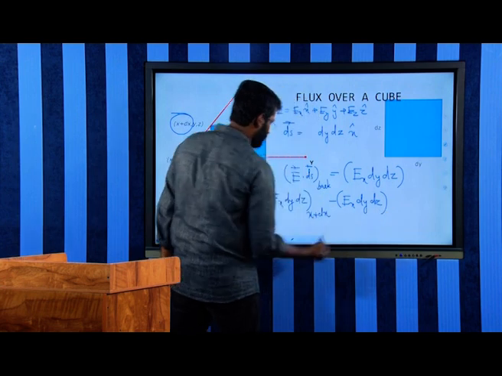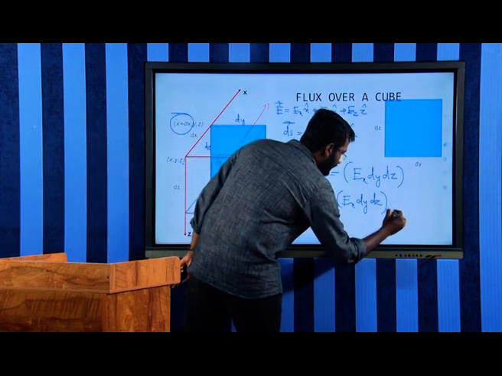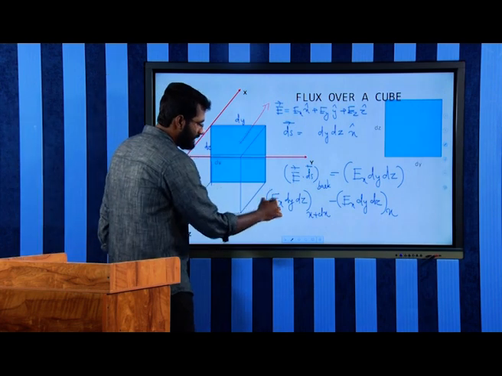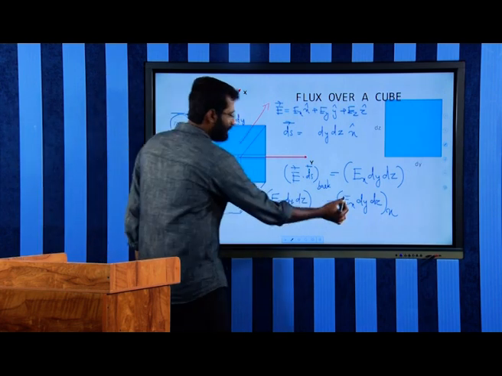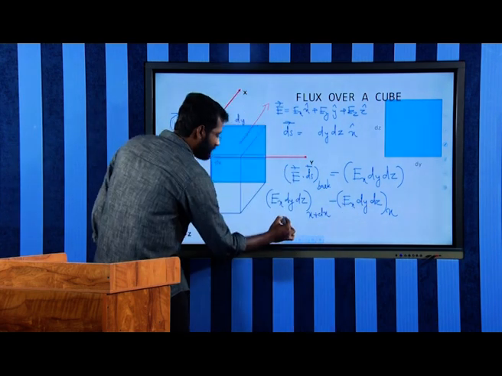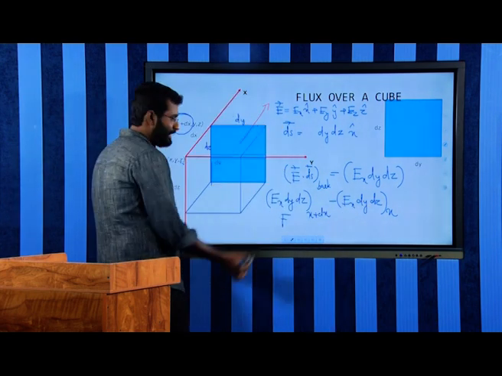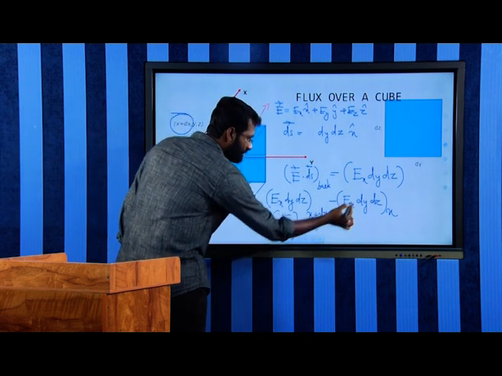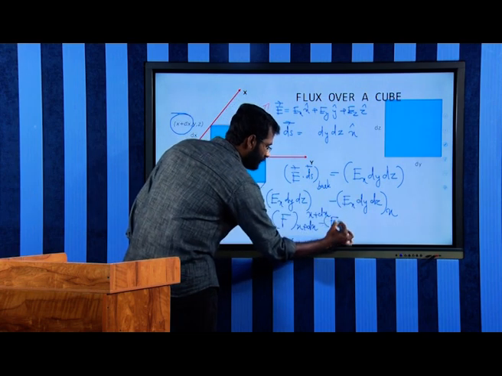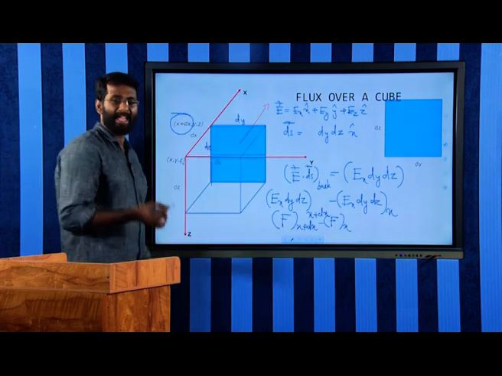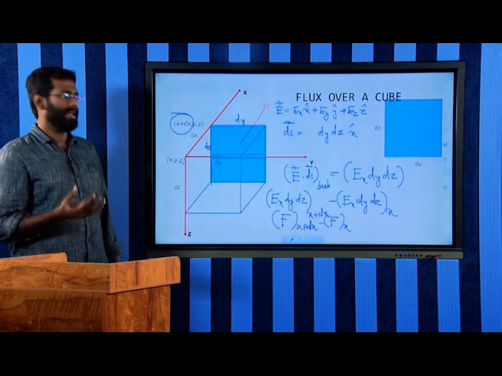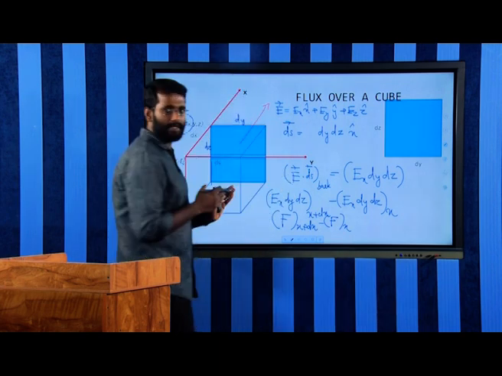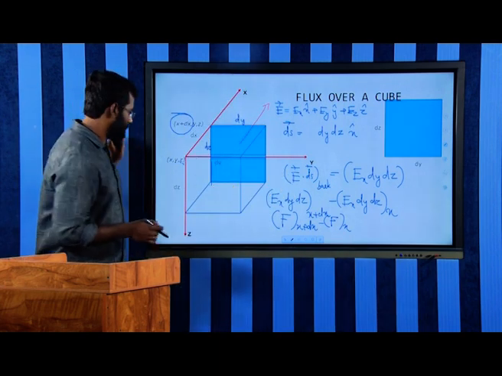So, now we got it. This is evaluated at x. Here one of the functions I can call Ex dy dz as a function f, and this is evaluated at x plus dx, minus this same f, but evaluated at x. It is something like f of x plus dx minus f of x. So we can evaluate it using some properties of differentials.